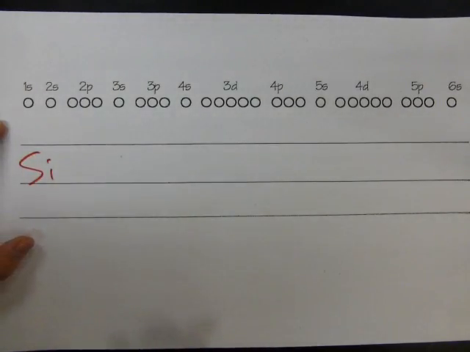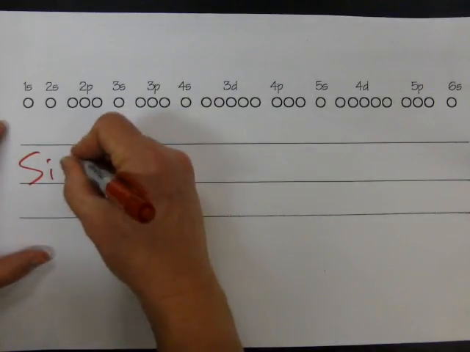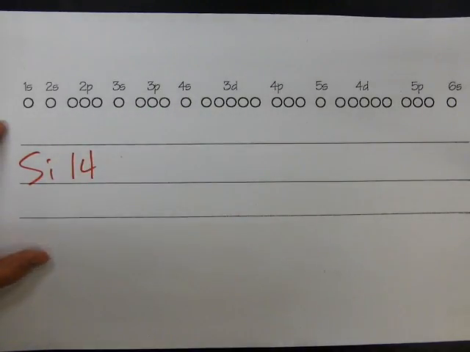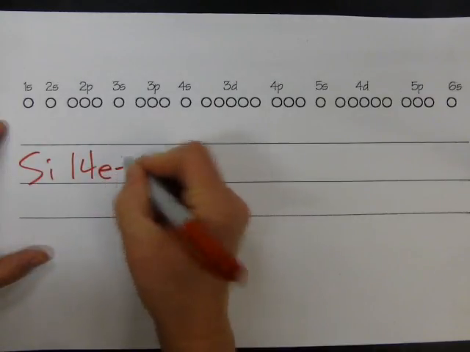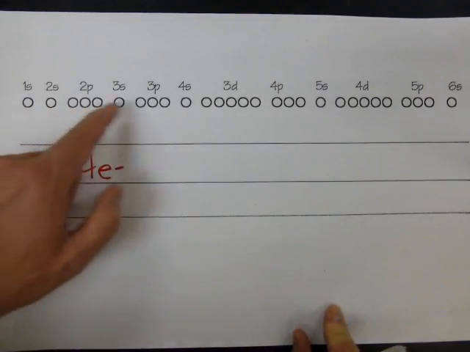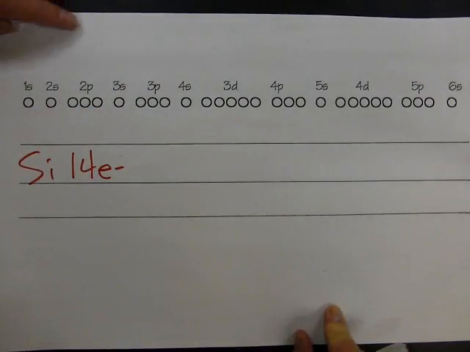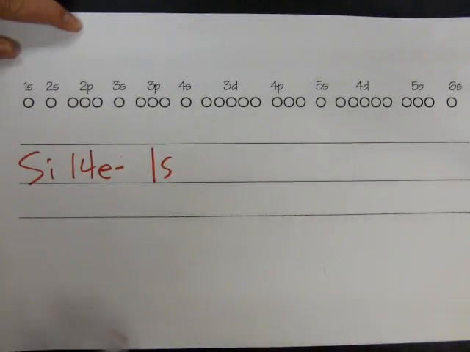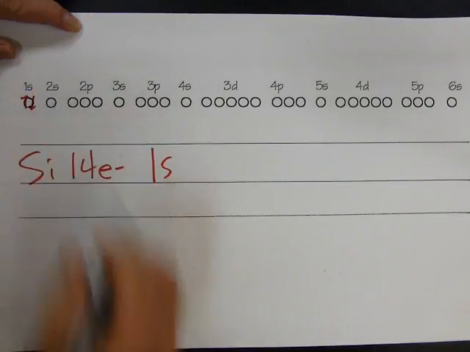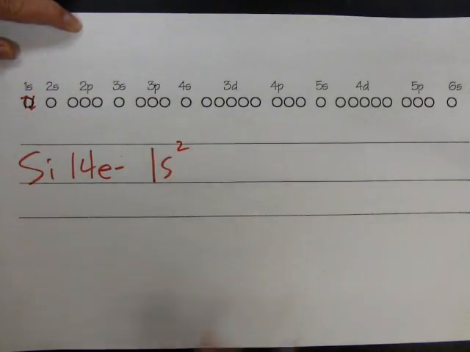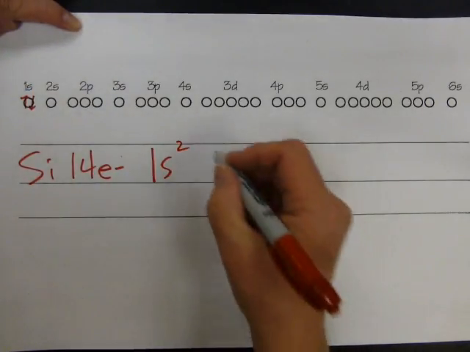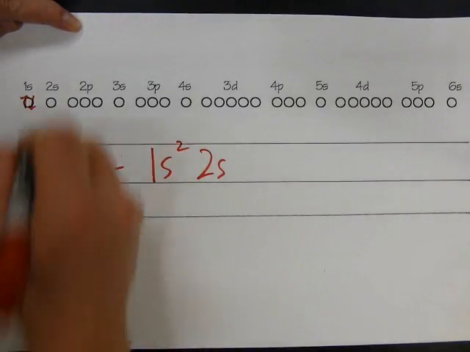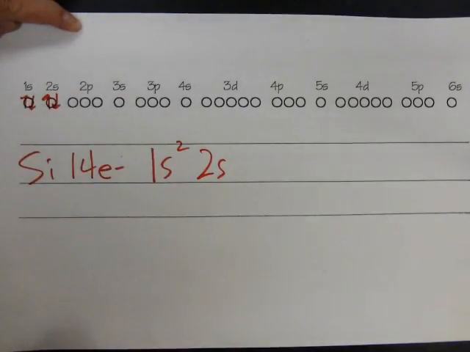If you find silicon on the periodic table, it has an atomic number of 14, so that means that it has 14 electrons. And I'll put those electrons into the electron orbitals by increasing energy. The first orbital, the 1s orbital, I have room for 2 electrons. So I'll put 2 electrons there, 1s2. The next orbital, 2s, there's room for 2 electrons. So I'll put those 2 electrons here, 2s2.